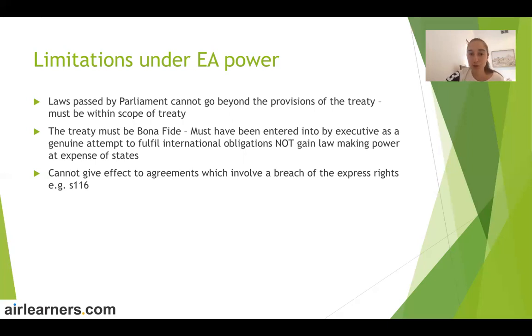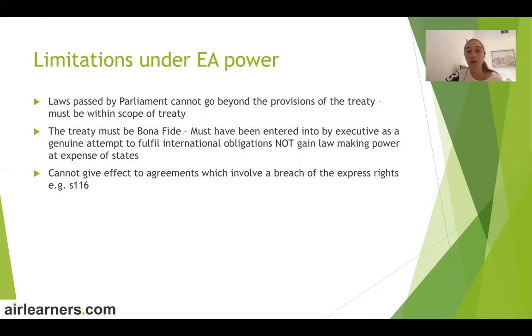The treaty must also have been bona fide, which means that Australia must not have entered into the treaty just to gain lawmaking powers and restrict the state's lawmaking powers. Australia must have entered into the international agreement and treaty because they genuinely want to improve international law or improve Australia's obligations in regard to external affairs. It can't just be a greedy attempt to grab power over an area of law.